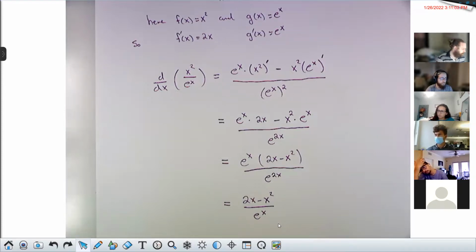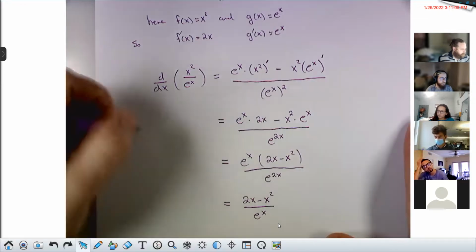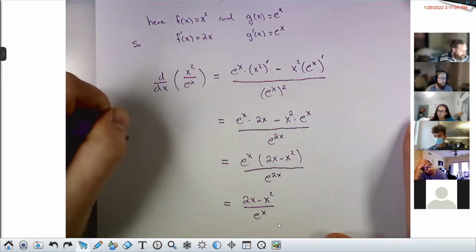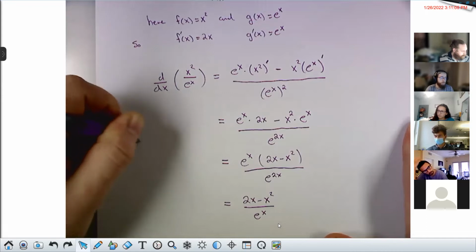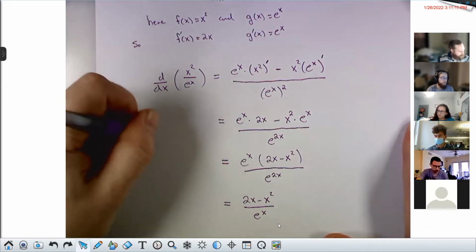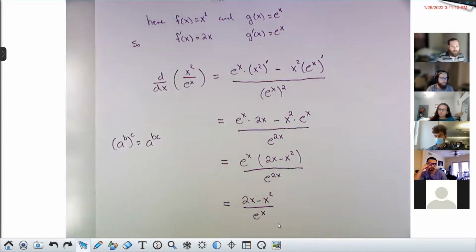The algebra rule here, in case anybody's wondering, there's one kind of sneaky algebra rule that's used. E to the x all squared, like a to the b all to the c, is the same as a to the b times c. So when I write e to the x all squared as e to the 2x, this is the rule I'm using.